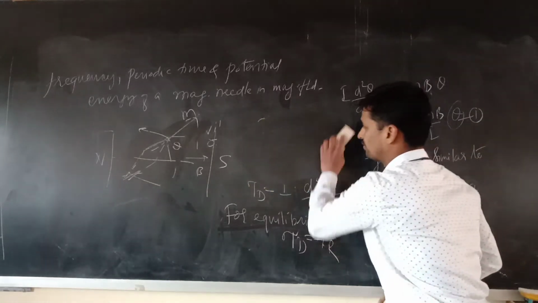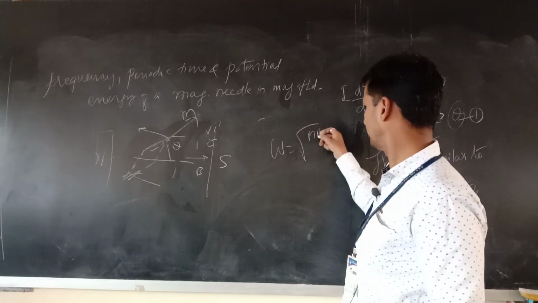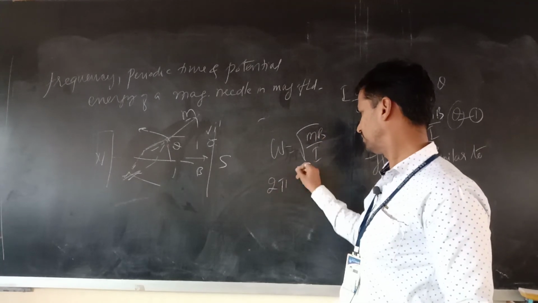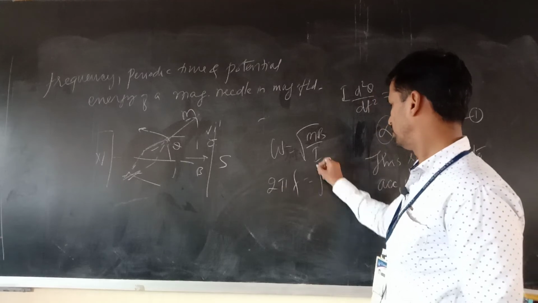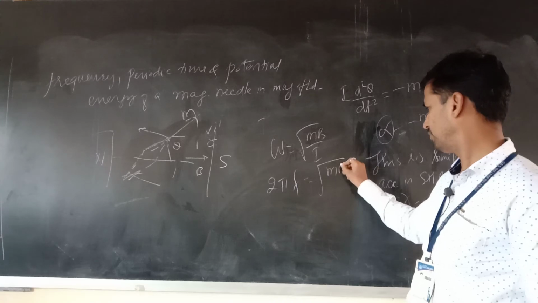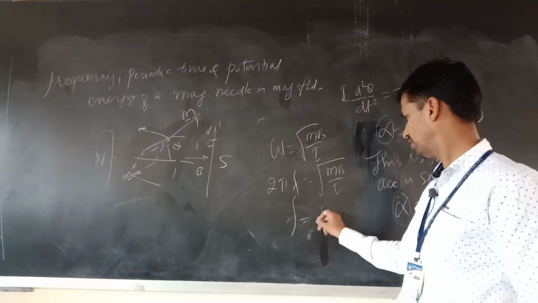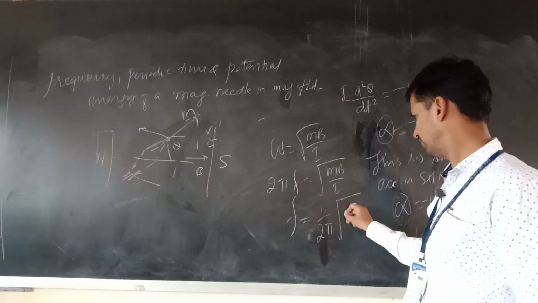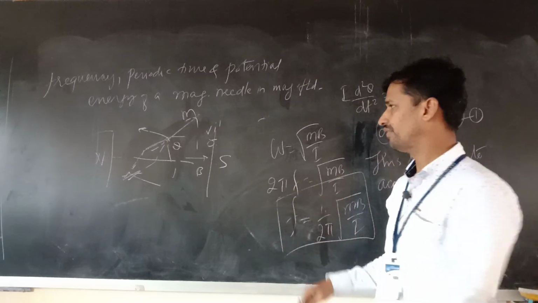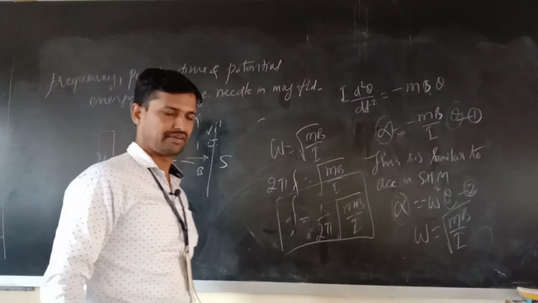But omega is equal to, first year we have learnt, root of mB upon I. But omega is 2 pi f, first year we have studied, where f is frequency, number of oscillations per second. mB upon I as it is. This implies frequency is equal to 1 upon 2 pi root of mB upon I. This is the expression for frequency of oscillation of the given magnetic needle placed in the magnetic field.